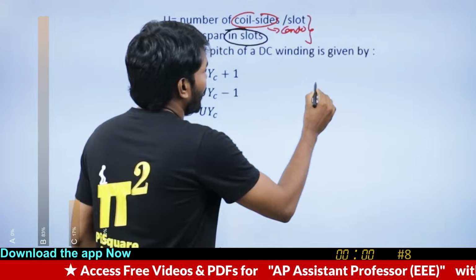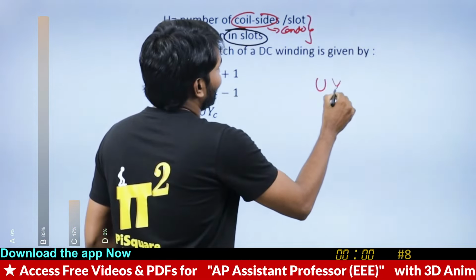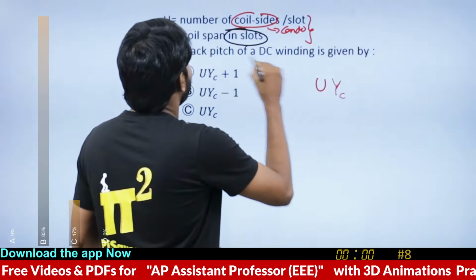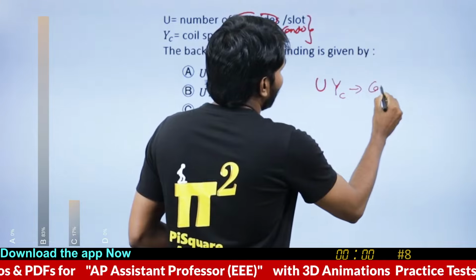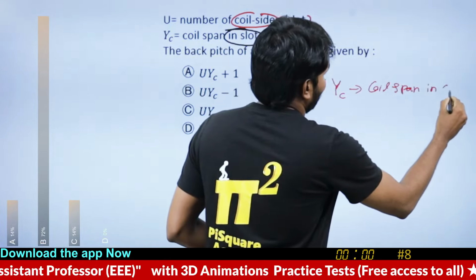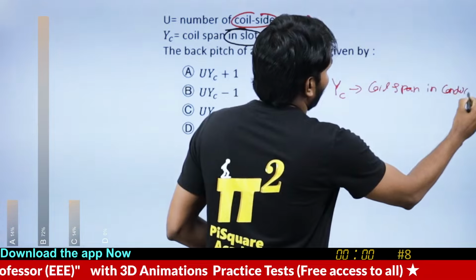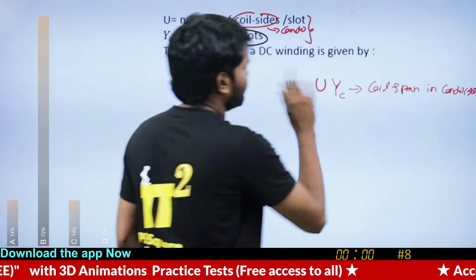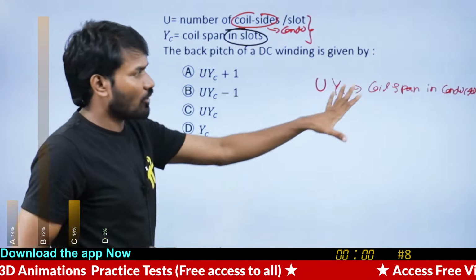It is simply U into YC. U into YC is coil span in conductors, or in coil sides, you can call anything.